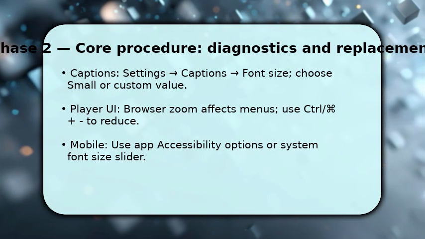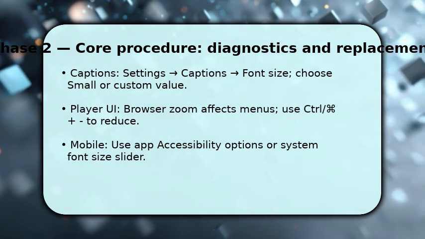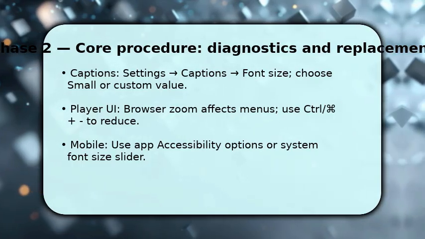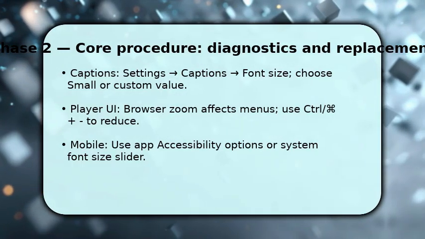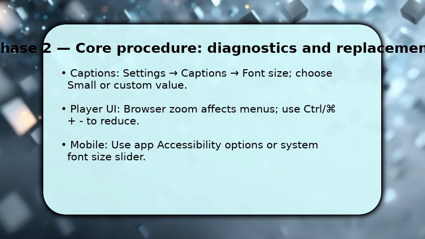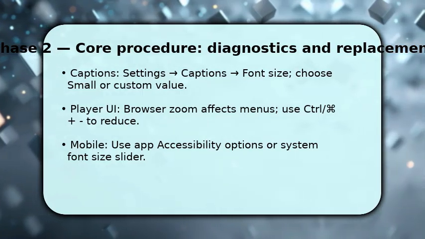Next, focus on captions and the player text because they're the most visible. Open Captions settings and select Small or enter a custom font size. This changes on-video subtitles. For menus and player labels in browsers, reduce zoom with Control or Command and minus. That shrinks UI text without touching video resolution.